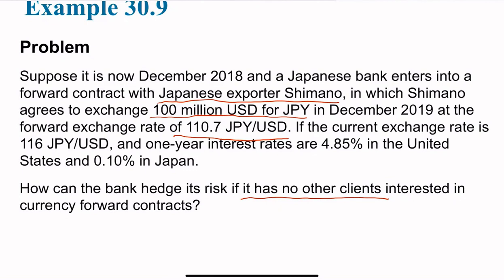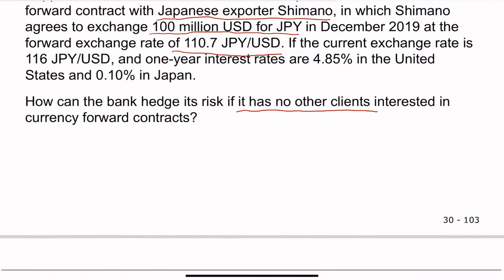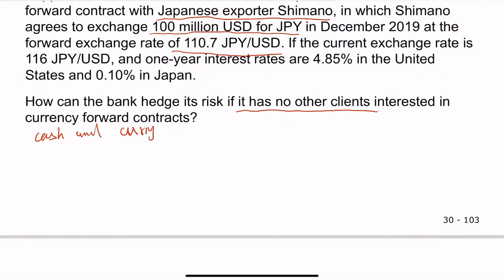So in this case, you can see that the bank cannot use an offsetting forward contract to hedge against its own currency risk, right? So in this case, the bank can only use the cash and carry method, right? So we will use cash and carry. Now let's think, how could we construct this cash and carry strategy? We know there are 3 steps, right?